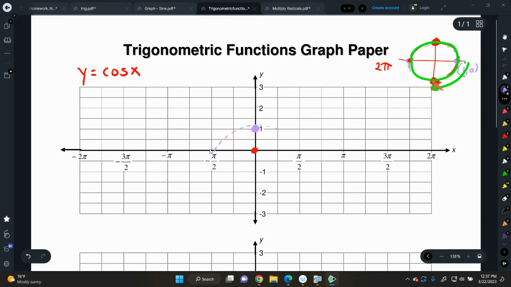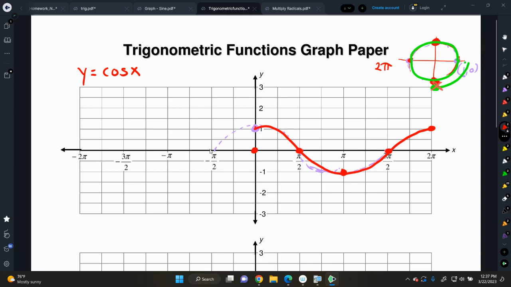If I do this right. Somehow I messed up. Oh, it's got to go further. Sorry. Same shape, but shifted over. All right. So my cosine curve is going to actually look like this, starting and ending at 1. Halfway in between, it's at negative 1. And then we've got 0 halfway between that. So there's my cosine curve.